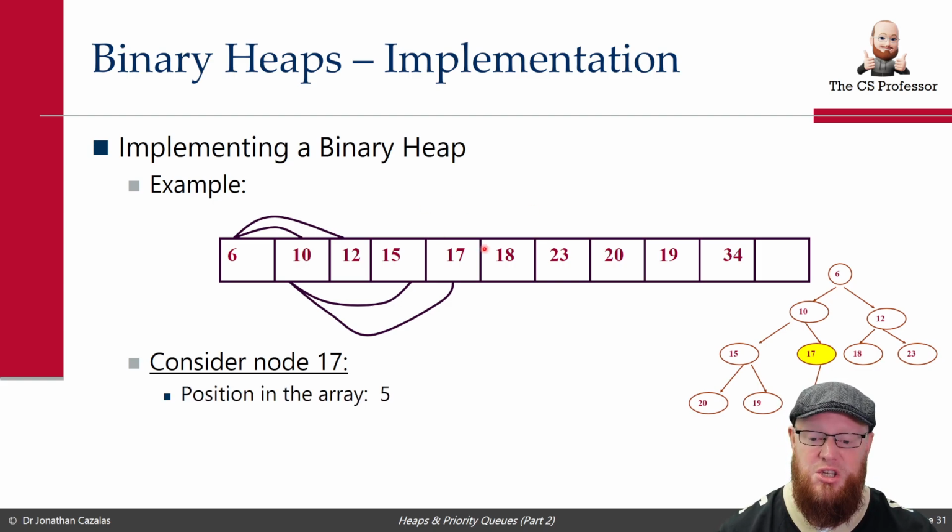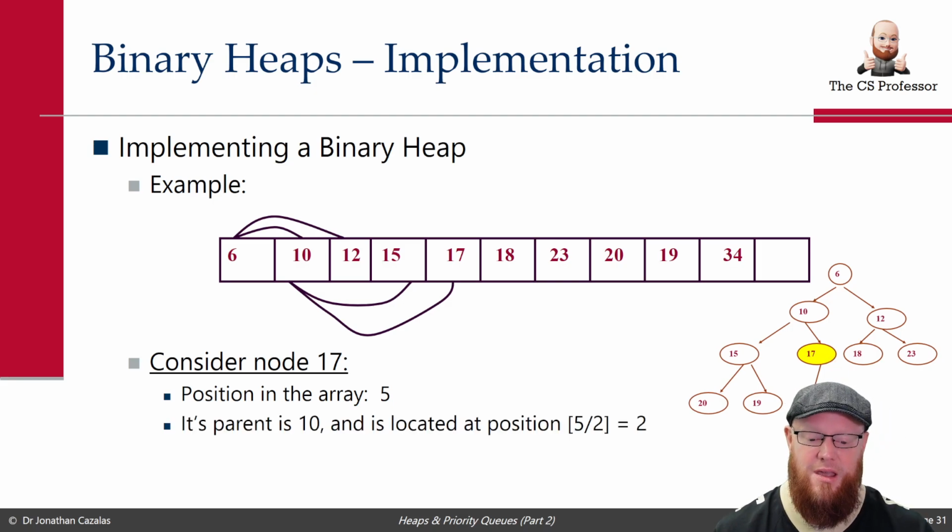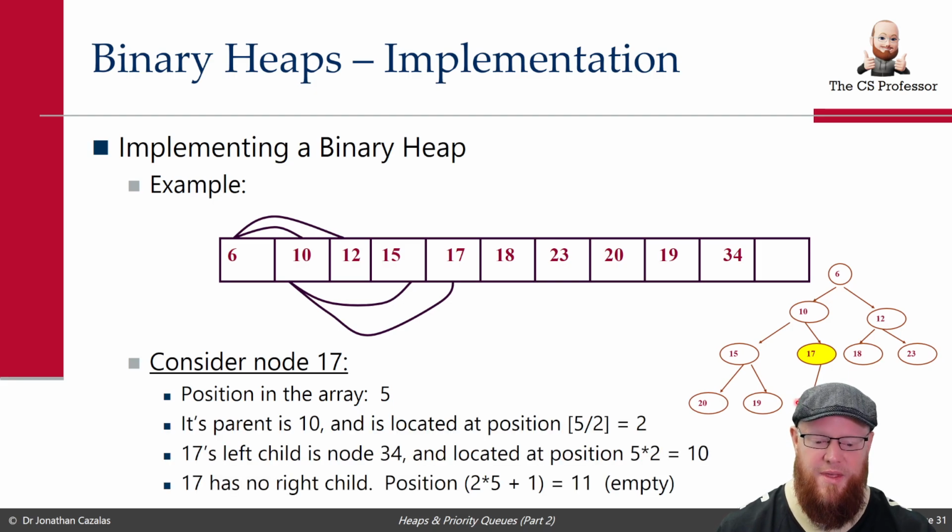So 17's position in this array is at index 5. You can count, root starts at 1. 1, 2, 3, 4, 5. 17 is index 5. Well, if 17 has a left child, where is that left child found? At index 2i. So at index 5 times 2, which would be index 10. So here's index 5, 6, 7, 8, 9, 10. We come to 34. In fact, that is the left child. So the left child is at index 10, which is node 34.